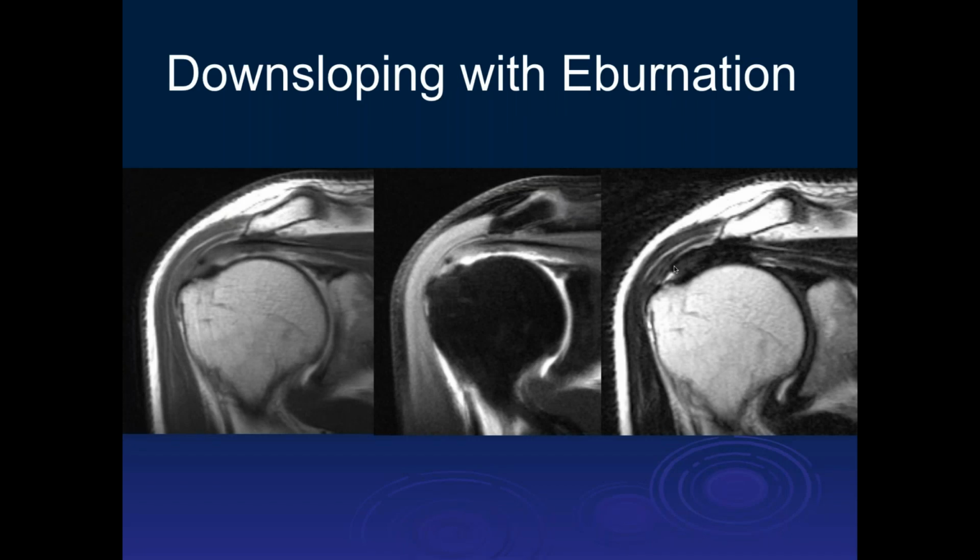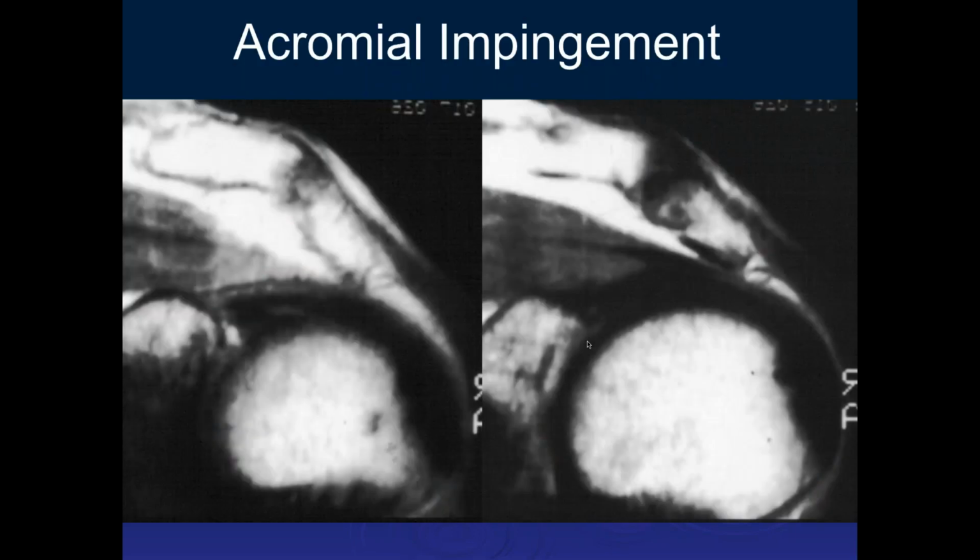And here we can see the bursal side partial tear of the distal insertion that goes along with it. I think Nair called this downsloping type 3 acromion. Good. Okay, great. That's good. And then here's another example of downsloping of the acromion.